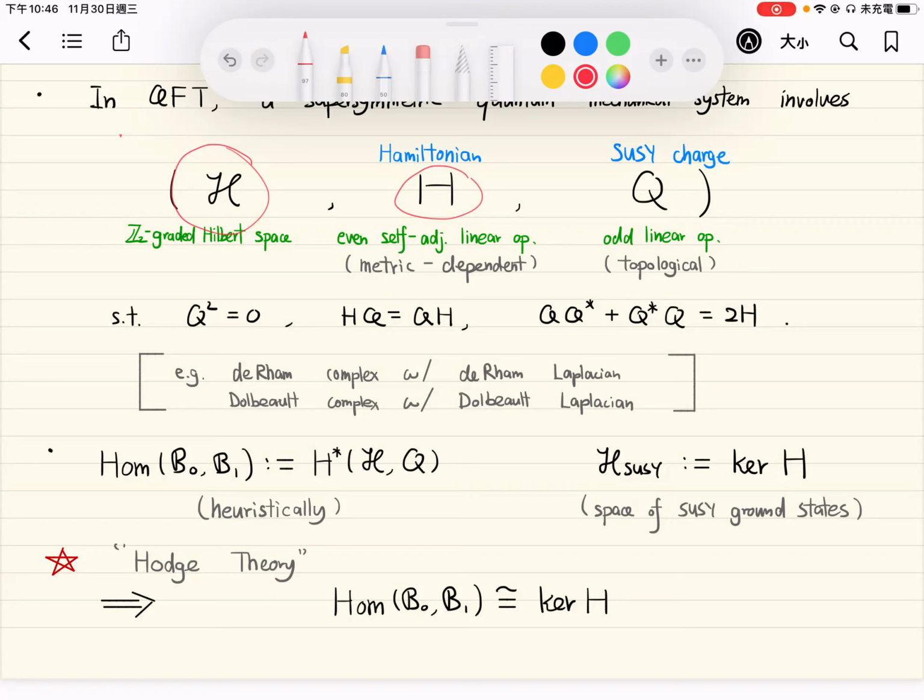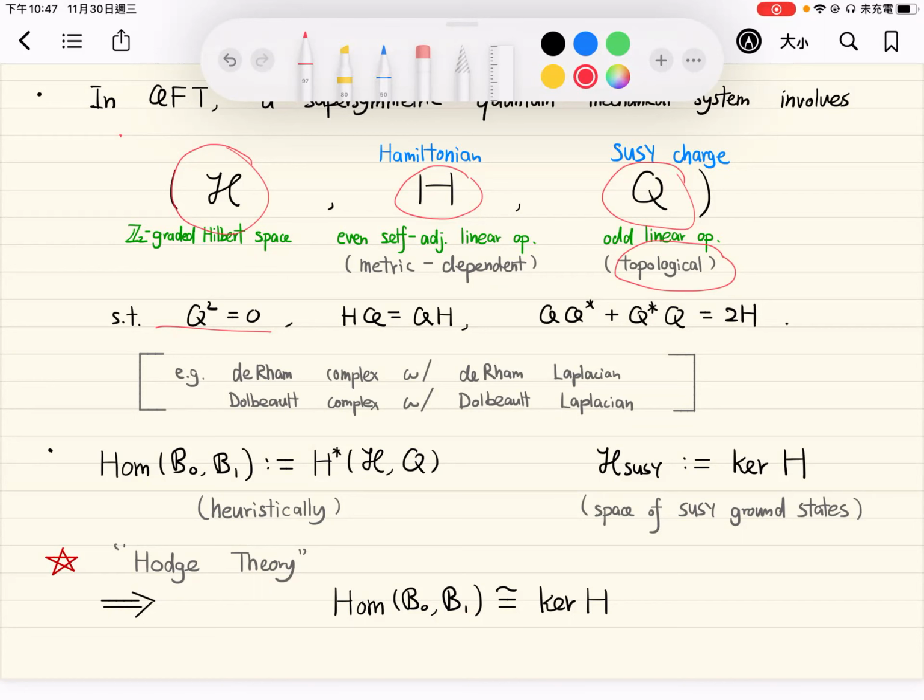And because we have supersymmetry, we have an odd linear operator called Q. Physically speaking, this is the supercharge, that means the supersymmetric charge. Usually the Hamiltonian operator is metric dependent, but the supersymmetric charge is a topological thing. It does not depend on the metric on the ambient space. And for this triple, they satisfy certain conditions. For example, Q squared is 0. That means that because Q acts on the Z/2-graded Hilbert space, we can take the Q cohomology because Q squared is 0.